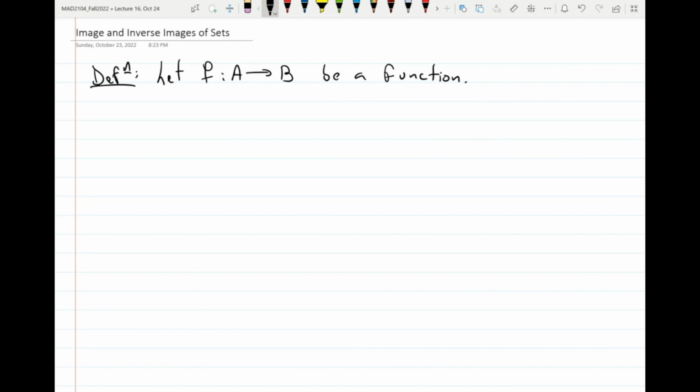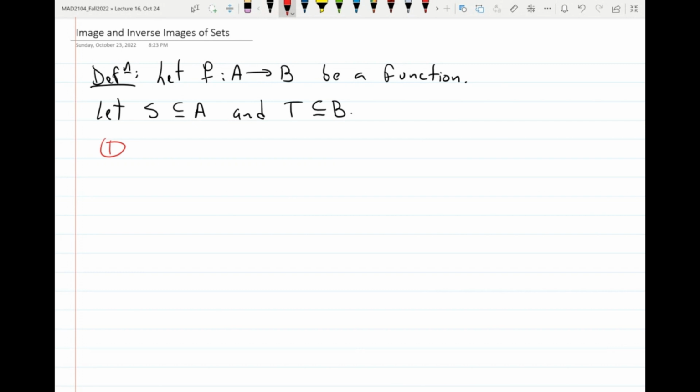Then now let S be a subset of A, and T be a subset of B. Okay, so I'm going to define two things. Number one, for subsets of A, we can talk about the image of that set, and it will be hopefully what you think about.